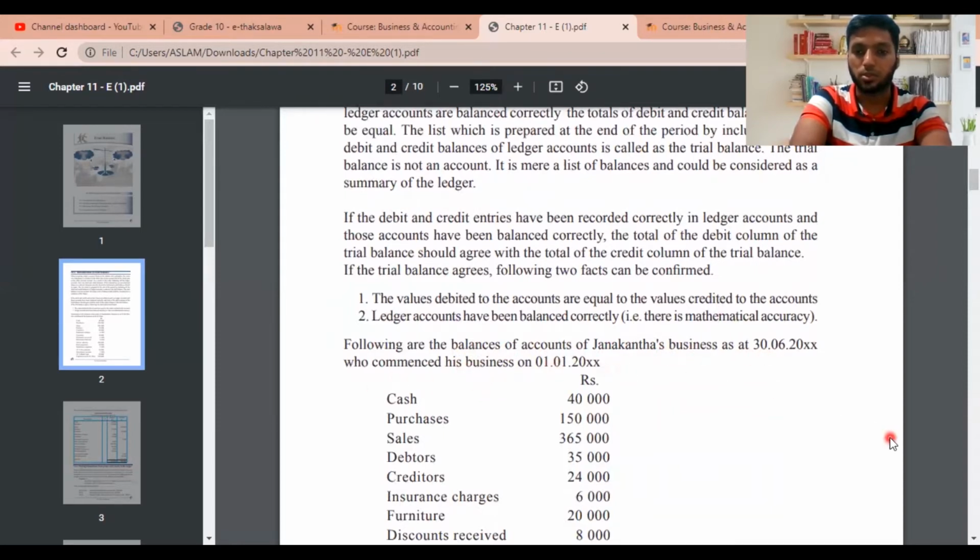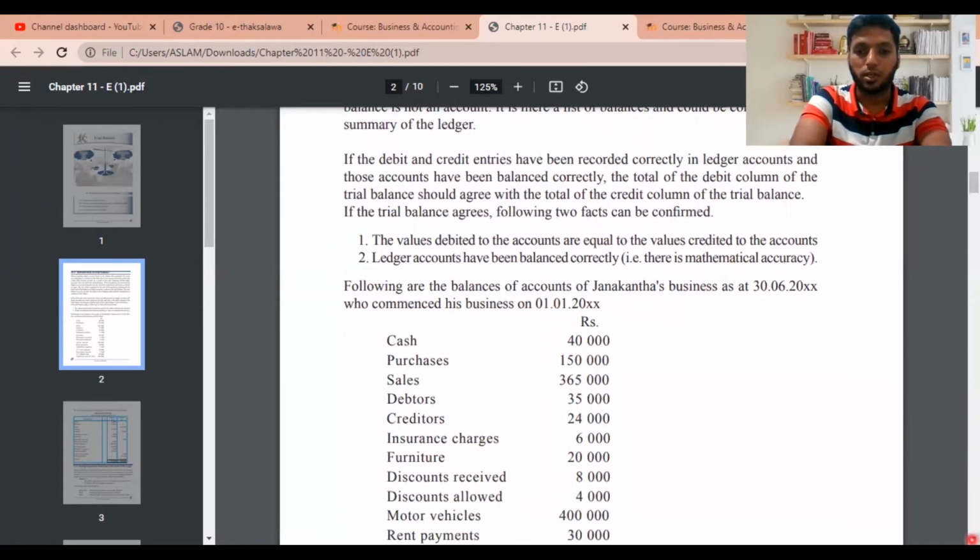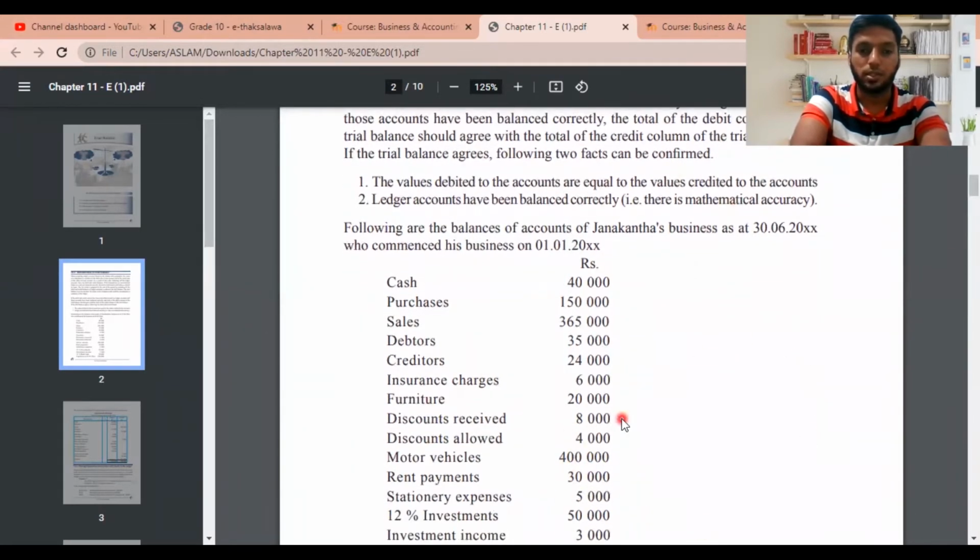Following are the balances of accounts of Kantar's business as of 30th June 2000, who commenced his business on 1st July 2000. So this is very straightforward. They are going to list these things under trial balances, but then you need to know where each falls, like cash, is it an asset? Purchase, is it an asset? I have taught you this in chapters 4 and 5. You can go under the description and find the video, so you can watch the basics of accounting. You need to know the basics to do the trial balance.